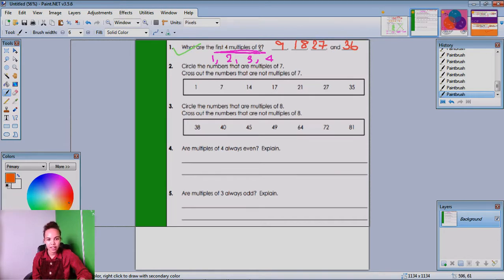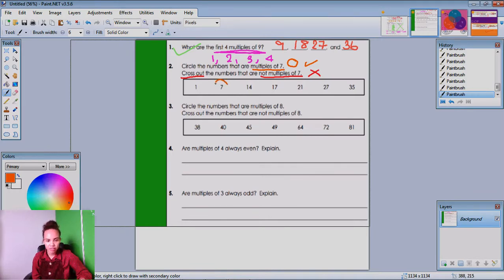Let's go for orange color this time. Okay, circle the numbers that are multiples of 7. Cross out the numbers that are not multiples of 7. Okay, so I have to circle if they are, and I have to cross out if they aren't. Okay, so that one's pretty self-explanatory. So you write these numbers down on your piece of paper and you try it on your own at first. Okay, let's go back to the orange.